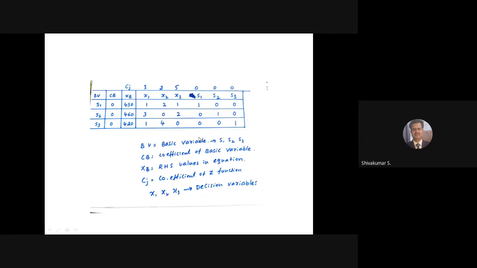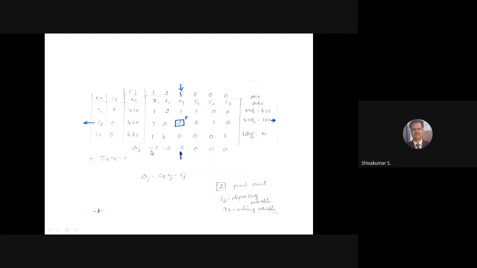Now we are going to call it the tableau. You're going to write the basic variable, CB, the coefficient of that function, XB, x1, x2, x3, s1, s2, s3, and all. Okay, this is what you're going to do. What are you going to do next? Next you're going to find delta J. That is this one into this one, this one into this one, minus this value. You're going to get the delta J value.